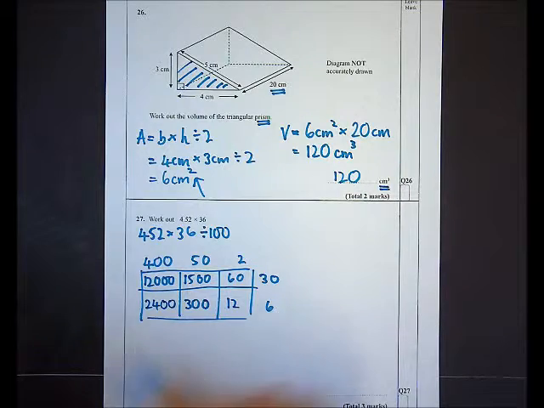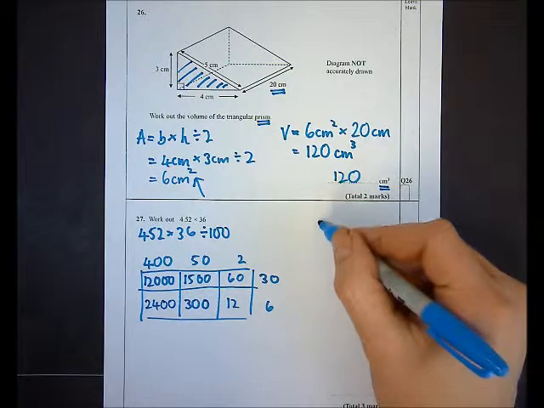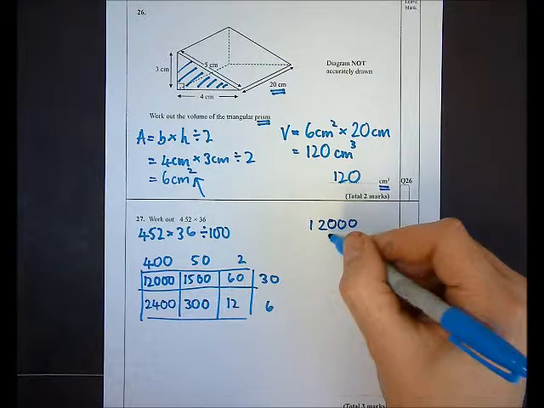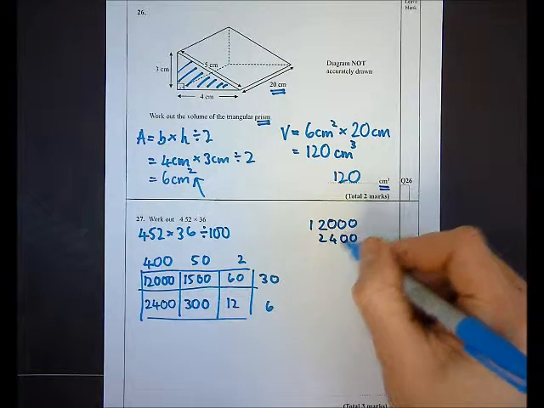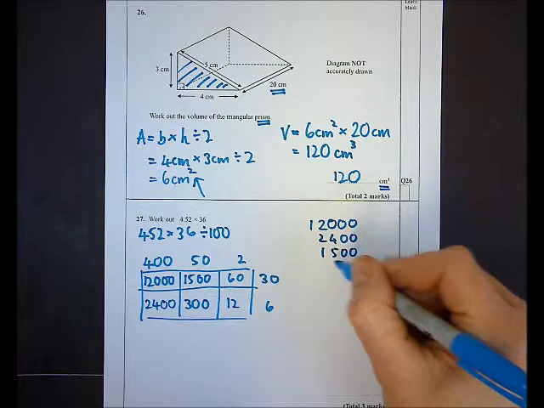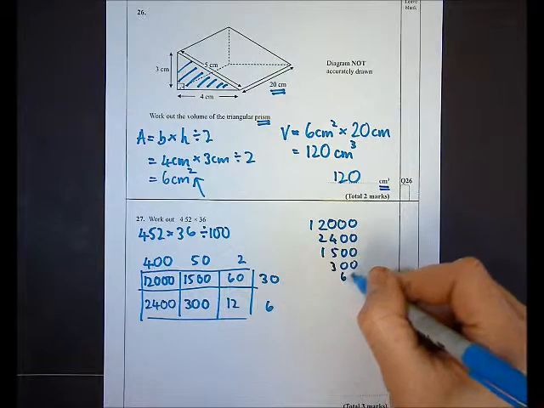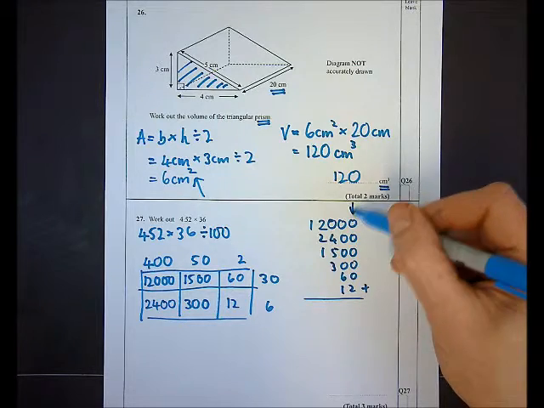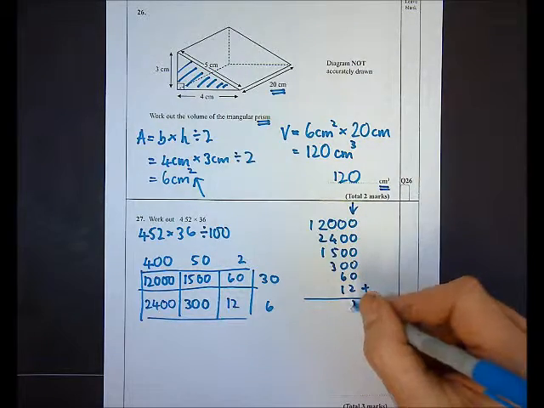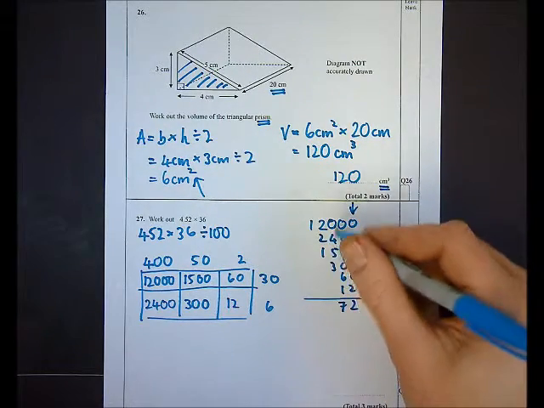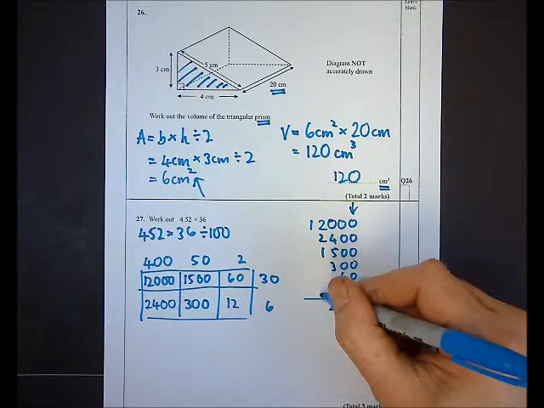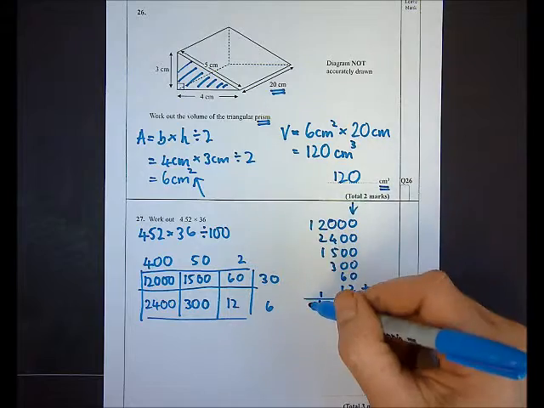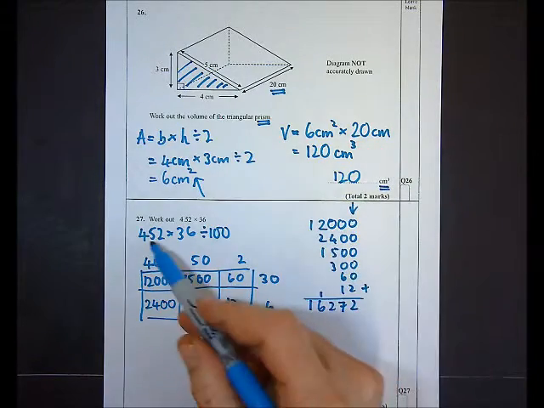Now it's just a case of adding all those numbers up. So I have got 12,000, 2,400, 1,500, 300, 60, and 12. Notice I've just lined up this column here, the units column. So that's going to be 2, 7, 9 and 3 is 12. Carry the 1 over into this column, which is 5, plus the 1 is 6, and this one will be 1. So that's the answer to this part of the question.